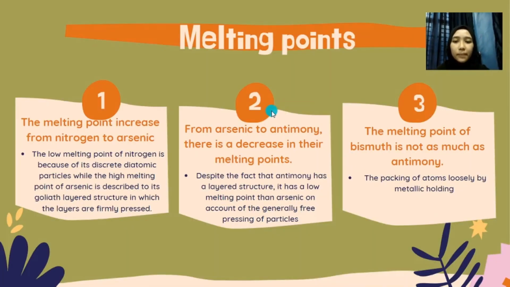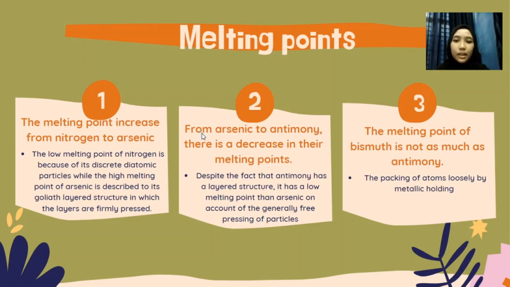For melting point, first the melting point increases from nitrogen to arsenic because of the continuous increase in atomic size. The low melting point of nitrogen is because of its discrete diatomic molecules, while the high melting point of arsenic is attributed to its giant layer structure in which the layers are closely packed.